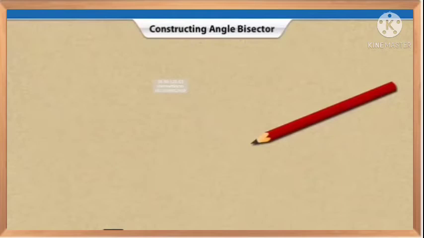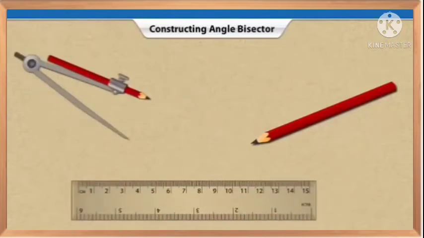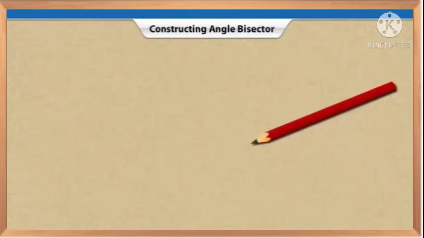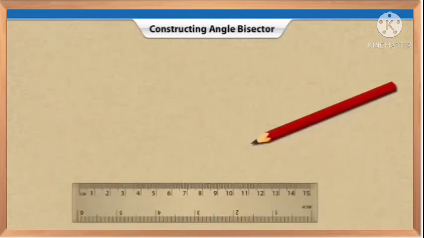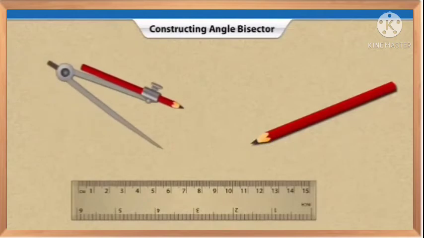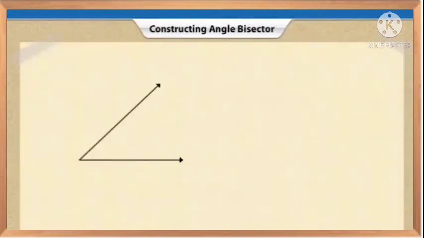Now, we will learn how to bisect an angle using a ruler and a compass. Here, the given angle is angle PQR.